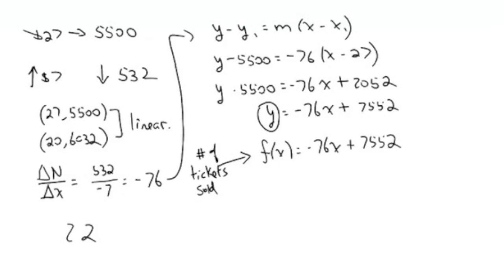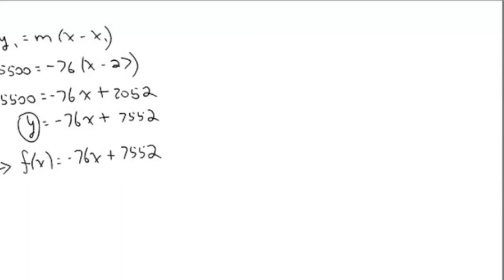Okay. Second part. It says also write a function g of x for the amount of money generated by ticket sales based on the ticket price in f of x. So, how do you find the net income from this concert? You multiply by the number of people. How much money did this concert generate?